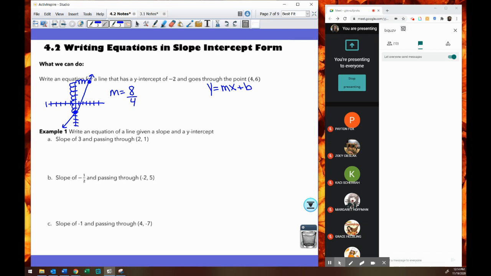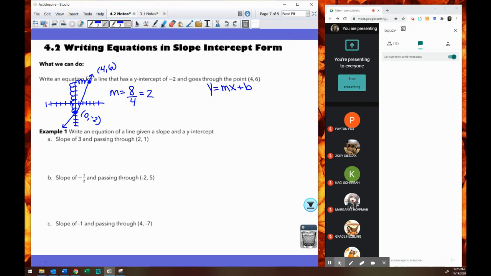Even if you wanted to think about it as 2 coordinate points, this is 4, 6. This coordinate point is 0, -2. So when I subtract it, 6 minus -2 is 8. 4 minus 0 is 4. So then our slope ends up being 2.